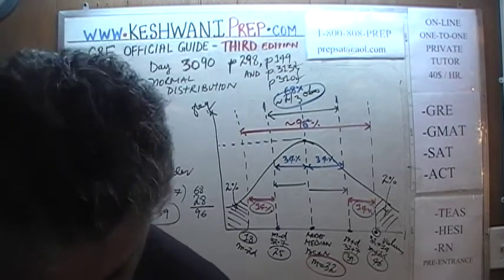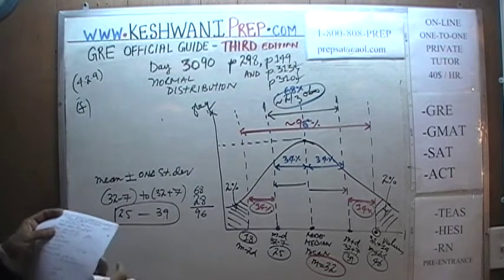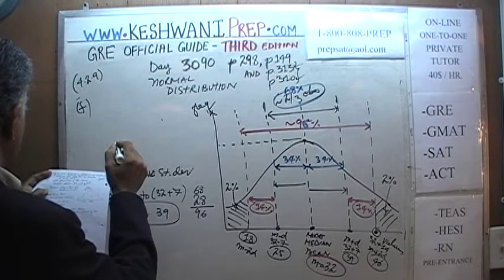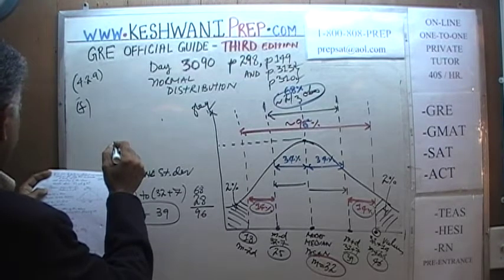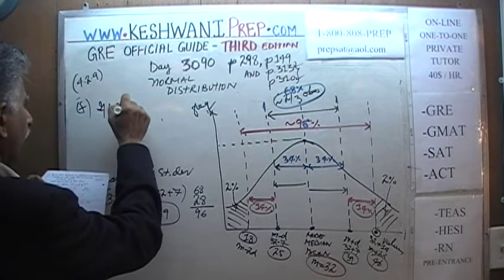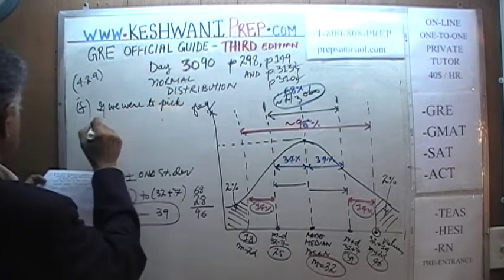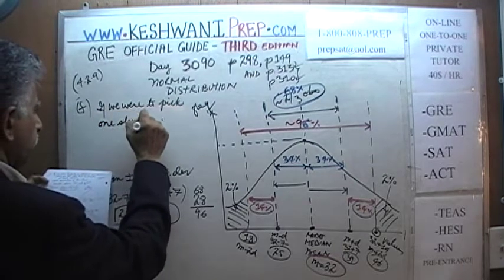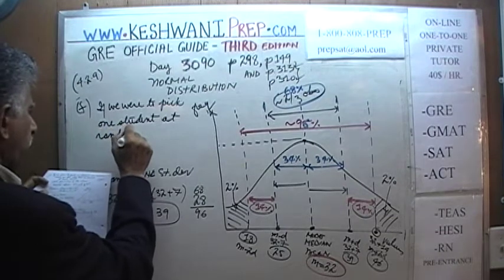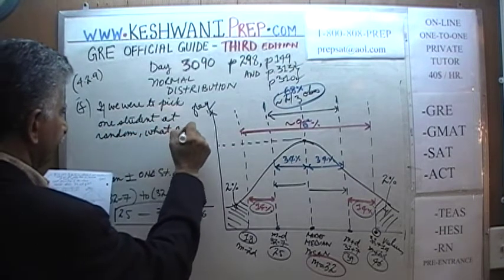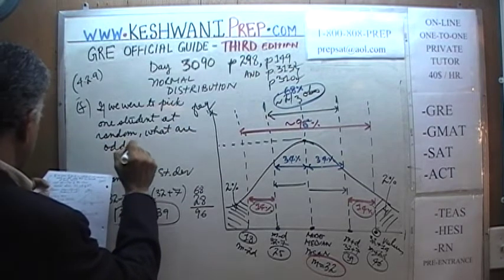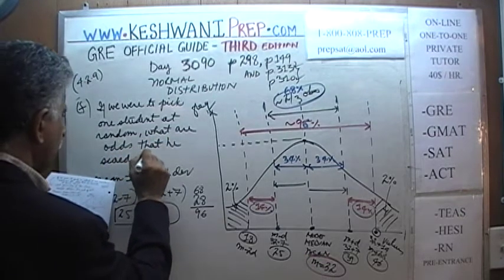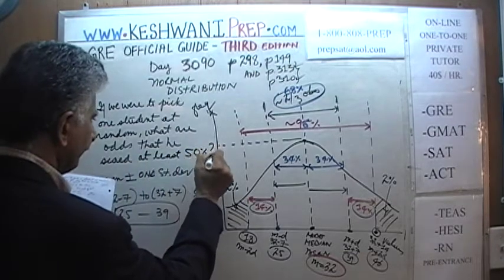Again, it is not in the book. If you were to pick one student at random, what are the odds that he scored at least 50%? One more time.